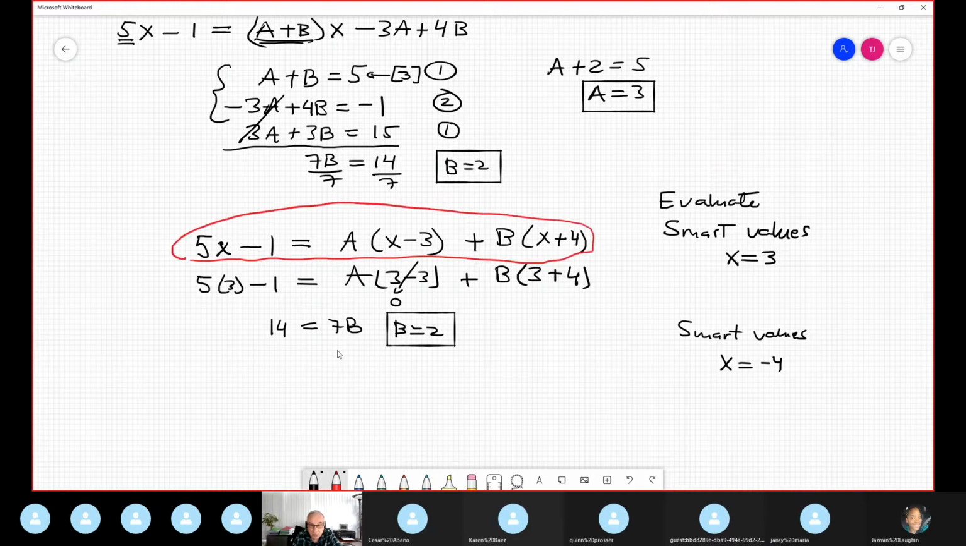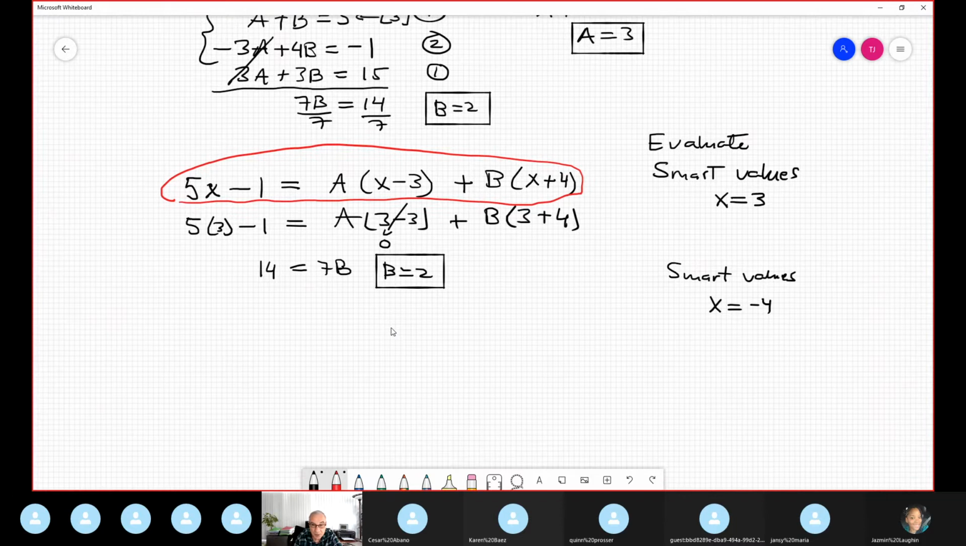Okay, you plug in -4 here, -4 plus 4 is 0, no? So we get the a value using the smart value equal to -4. For example, 5 times -4 minus 1 is equal to a times (-4 minus 3) plus b times (-4 plus 4). Well, -4 plus 4 is 0. This part disappears, and this stays alive.